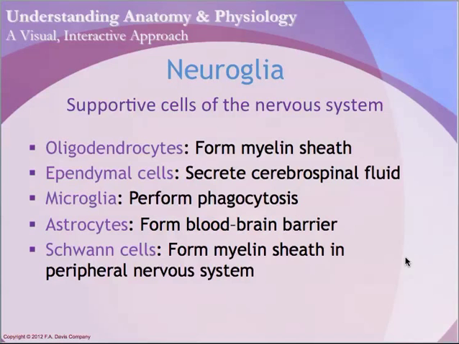There's about 50 glial cells for each neuron, and there are about 5 different types of these neuroglia. The first 4 types are in the central nervous system, and the last one is the only one in the peripheral nervous system. So the oligodendrocytes form the myelin sheath within the central nervous system, and the Schwann cells form the myelin sheath in the peripheral nervous system. The ependymal cells secrete cerebrospinal fluid, or CSF. The microglia perform phagocytosis, so they can actually get rid of some of the bacteria. And astrocytes form the blood-brain barrier.